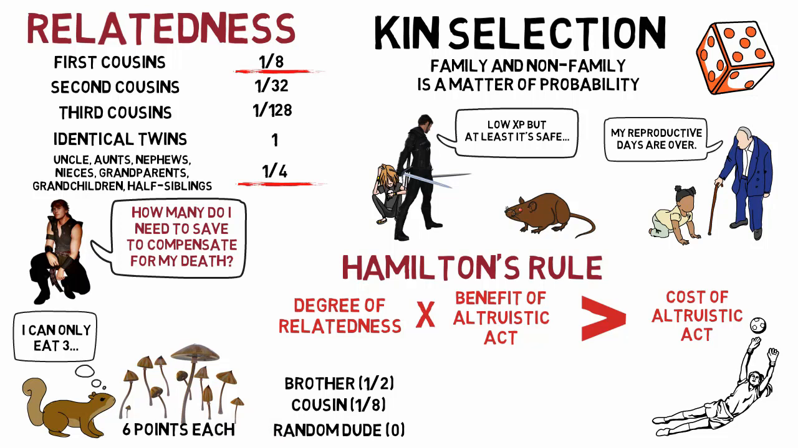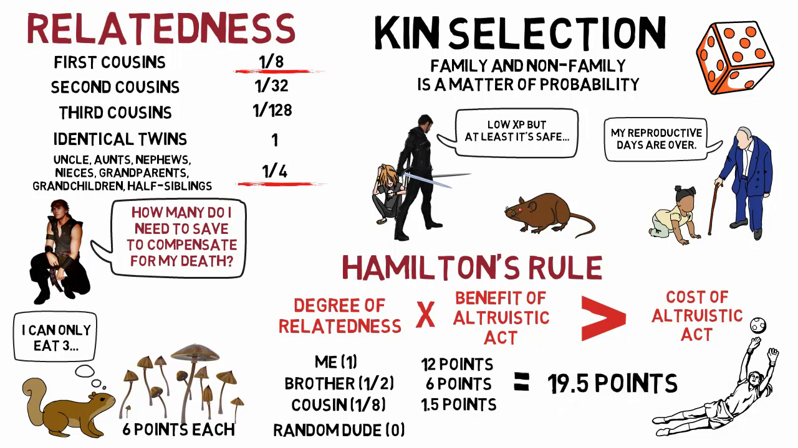If he eats just 2 mushrooms, which gives a total of 12 points, and the benefit of brothers and cousins to eat the 2 remaining mushrooms, which is half times 12 and 1/8 times 12, then he gets a total point of 19.5. Altruism would therefore pay.